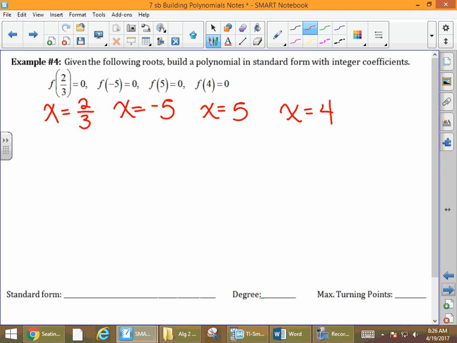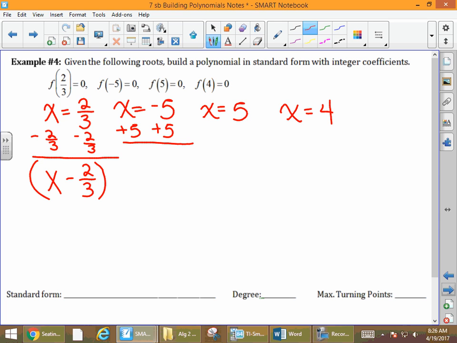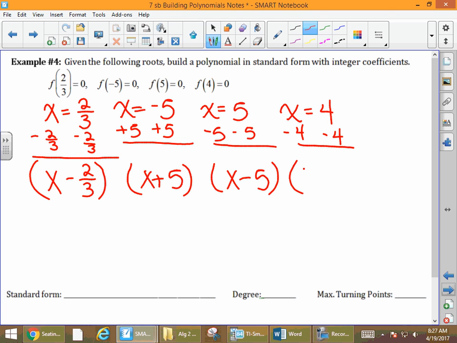So if we put these back in factored form, remember what we have to do. We can subtract 2/3 from both sides. And we get x minus 2/3. We can add 5 to both sides. And we get x plus 5. We can subtract 5 from both sides. And we get x minus 5. And finally, we can subtract 4 from both sides. And we get x minus 4.